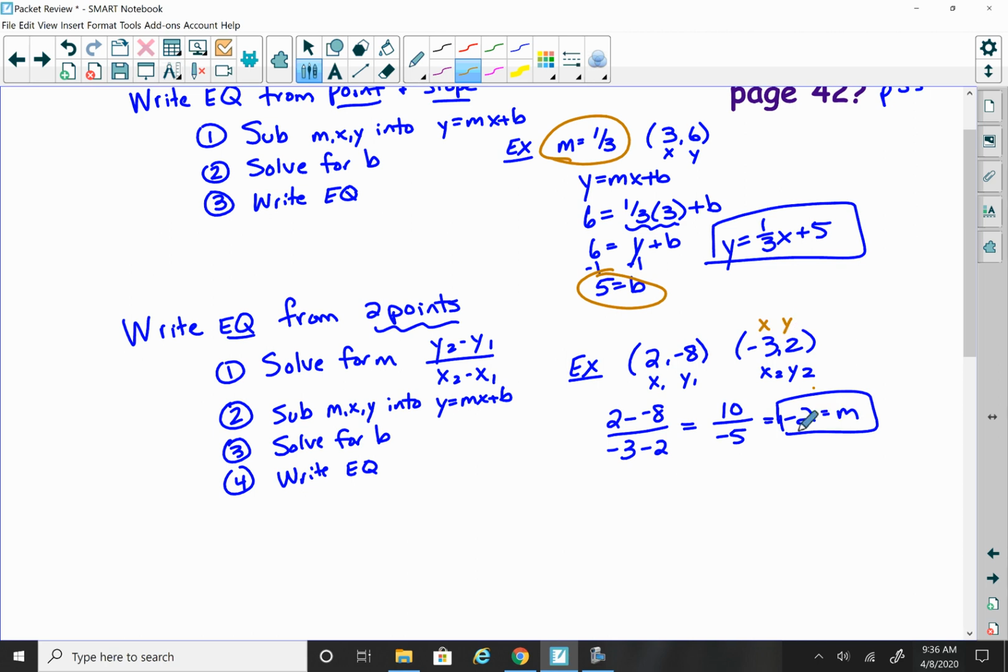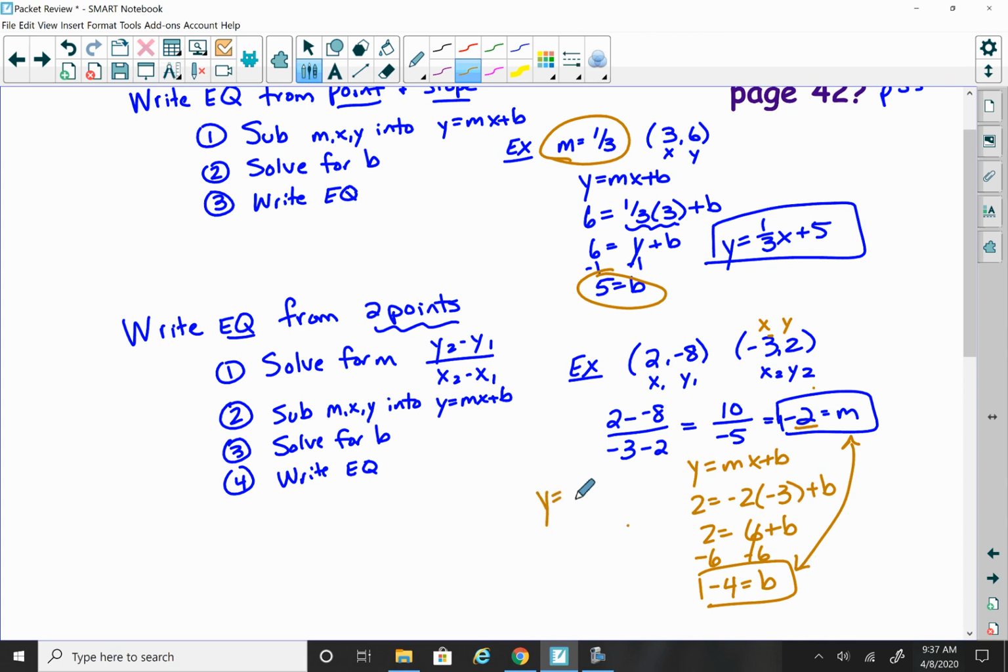Again, here's my m value, here's my x and y values, and I'm going to plug them into slope-intercept form, y equals mx plus b. So my y value is 2, my m value is negative 2, my x value is negative 3, plus b. Negative 2 times negative 3 is a positive 6. To solve for b, I'm just going to subtract 6 from both sides. So I get negative 4 is equal to my b value. Using my slope and my y-intercept, I can write my equation: y equals negative 2x minus 4.